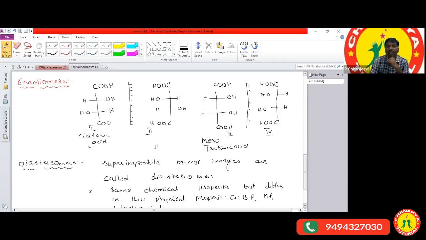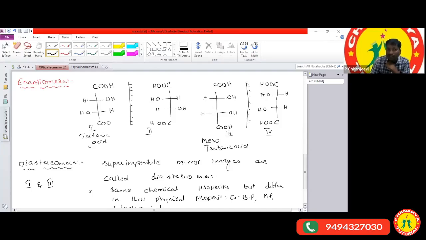What are the examples of the diastereomers? Can I explain, ma? Now let's see, ma. 1 and 3 are the diastereomers. Structure 1 and structure 3 are the diastereomers. Sir, how are we telling that structure 1 and structure 3 are the diastereomers? Let's see, ma. So this is structure 1 and this is structure 3.